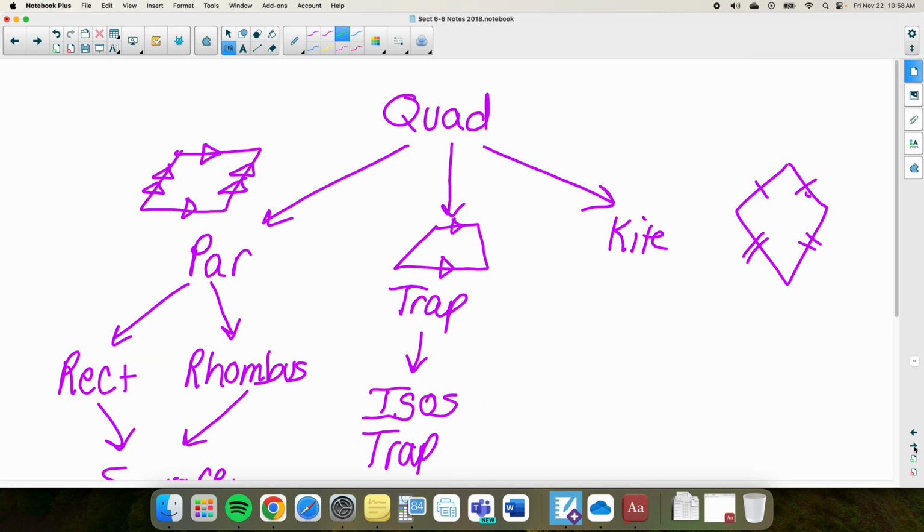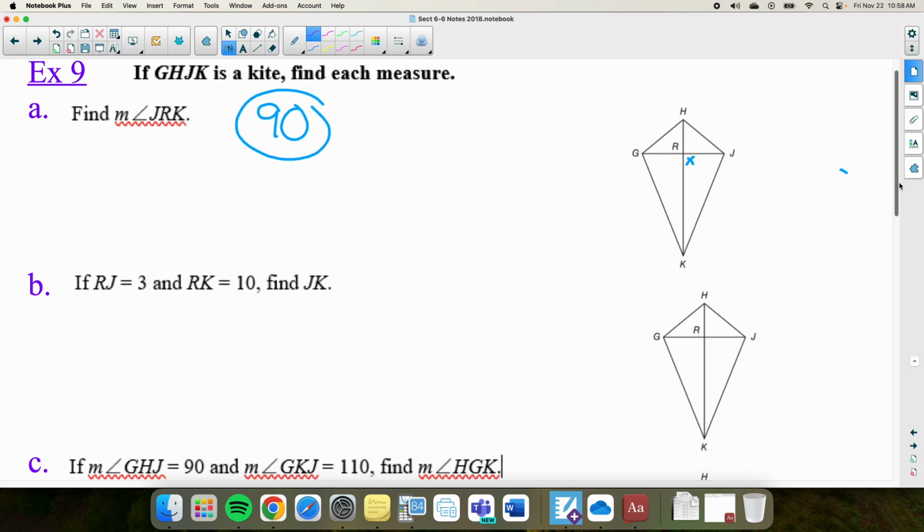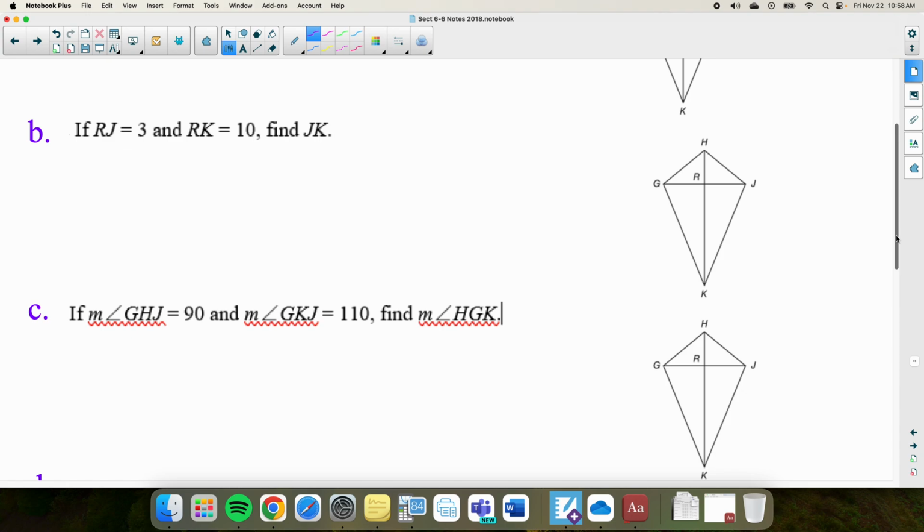Let's go to our first problem. It says, find the measure of angle JRK. What would that angle be? 90 degrees. Those are right angles, so that one's not too bad at all. Now this one says RJ is 3 and RK is 10. Find JK. What we have to do is think of this as a right triangle and use a squared plus b squared equals c squared. When you do that, c is always across from the right angle, and I'm going to let the 3 be my a and the 10 be my b.